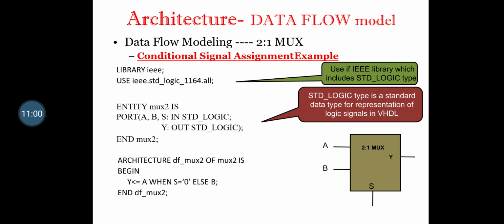We have used standard logic here. So the type is std_logic: in std_logic and out std_logic, and end mux2. Then the architecture, dataflow, since it is in the data flow model. We are going to start with the begin word, and then you can write output Y is assigned A when S is equal to 0, else B, and end dataflow_mux2. This is how we are going to use conditional assignment statements.